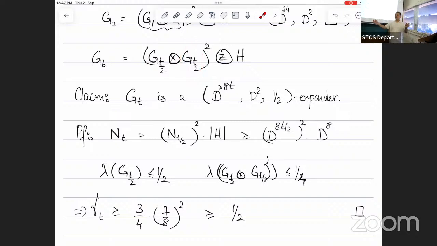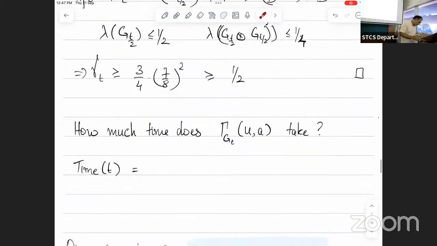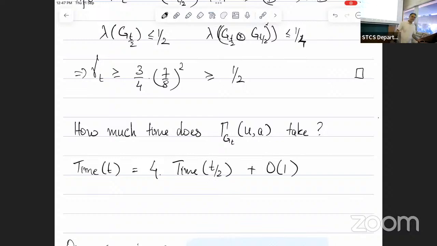But two edge relations in this tensor graph is like 4 edge relations in GT by 2, because every step in a tensor product I need to take those 2 steps. And if I'm doing a square of that, there are 2 steps of this and 2 steps of this. So there are 4 computations of GT by 2. So now this is 4 times time of t by 2, again plus some order 1. And fortunately this is poly in t, because it looks like something like t squared or something.